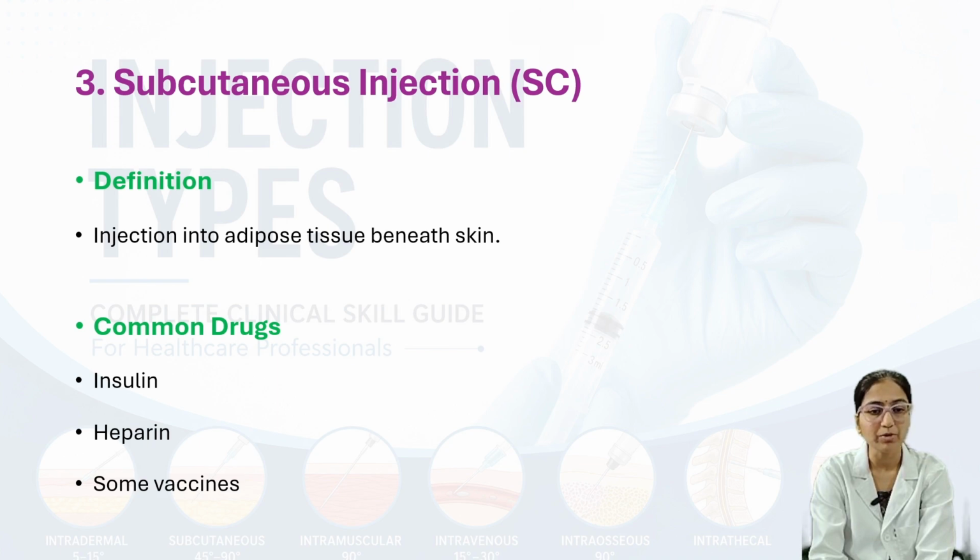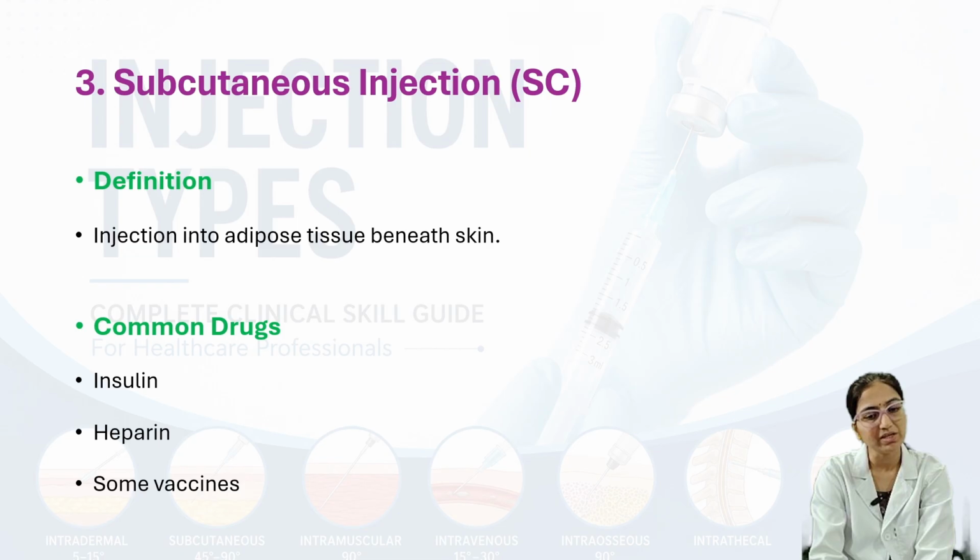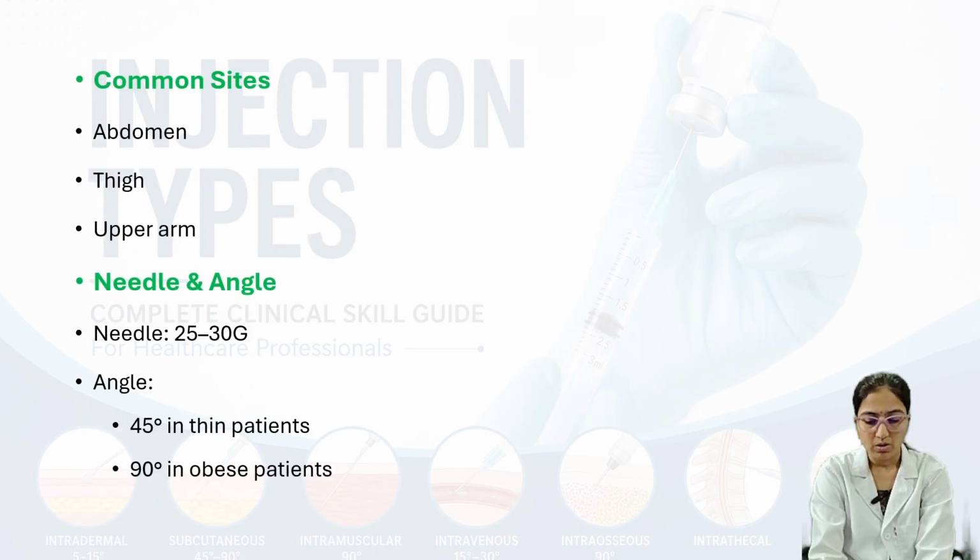Next we'll see subcutaneous injection. Here the injection goes into adipose tissue beneath the skin. Common drugs are insulin, heparin, and some vaccines. Common sites are the abdomen, thigh, and upper arm. The needle is 25 to 30 gauge, and the angle is 45 degrees in thin patients and 90 degrees in obese patients.